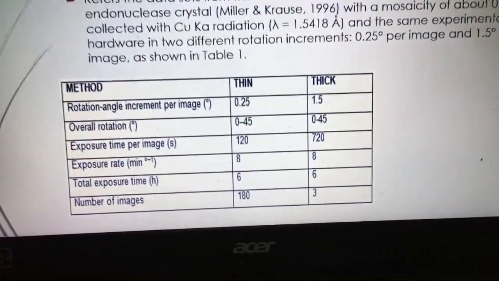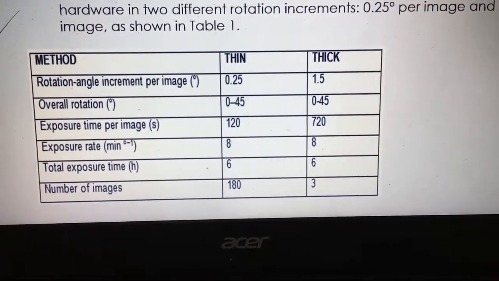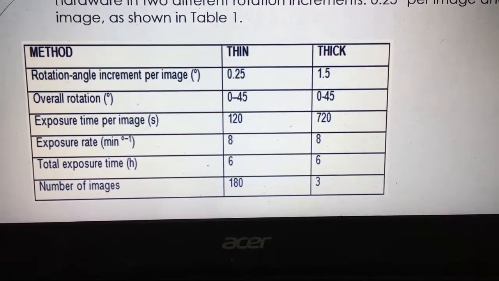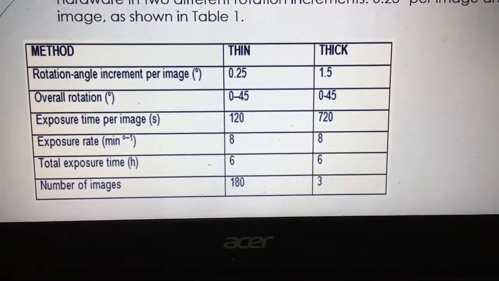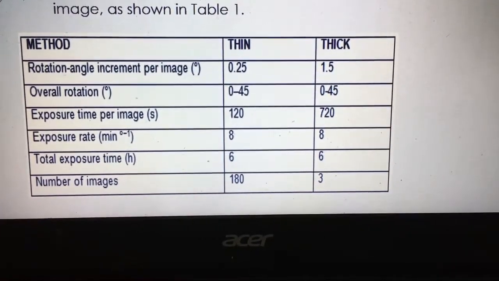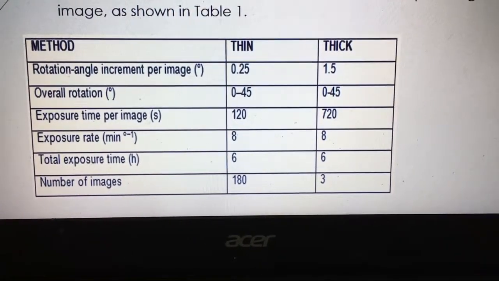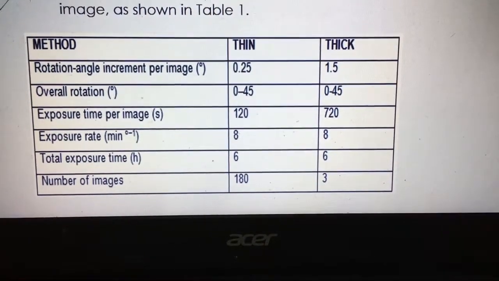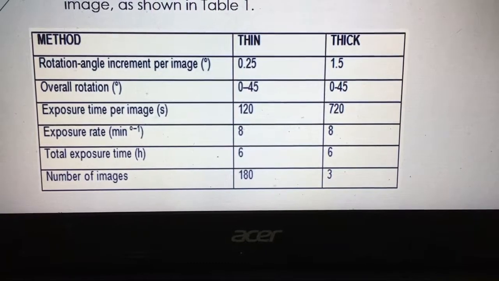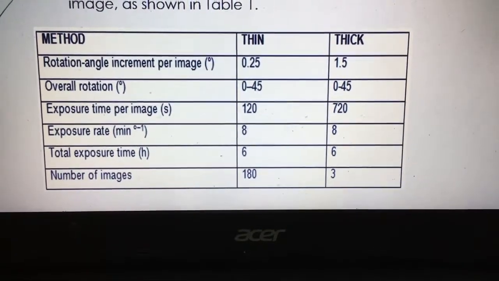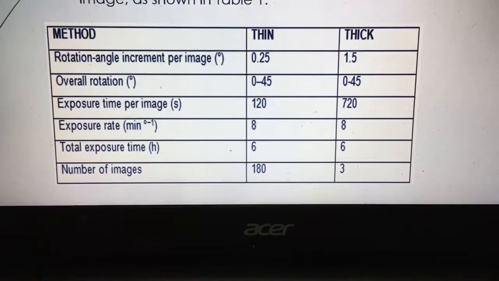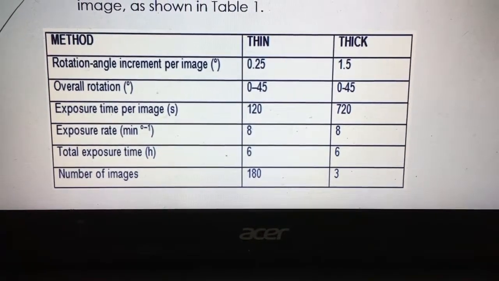You can see here rotation angle increment per image. Thin is 0.25, thick is 1.5. Overall rotation, thin is 0 to 45, thick is 0 to 45. Exposure time per image, thin is 120, thick is 720. Exposure rate, thin is 8, thick is 8. Total exposure time, thin is 6, thick is 6. Number of images, thin is 180.